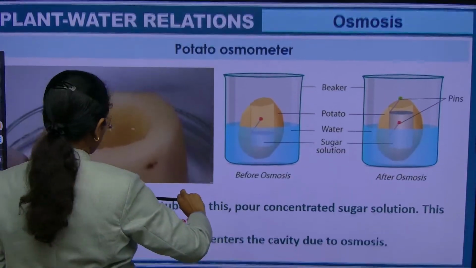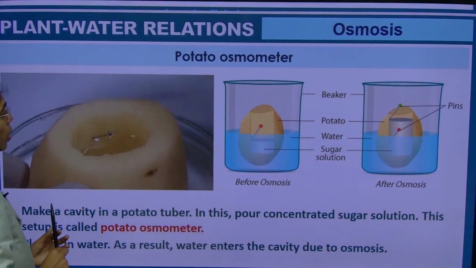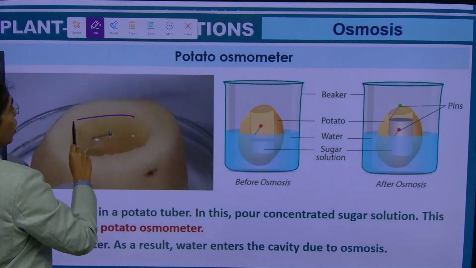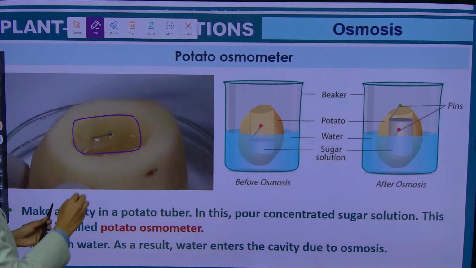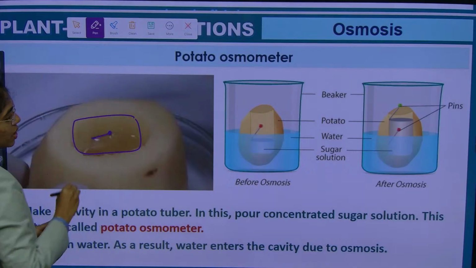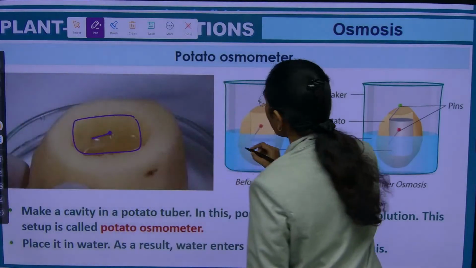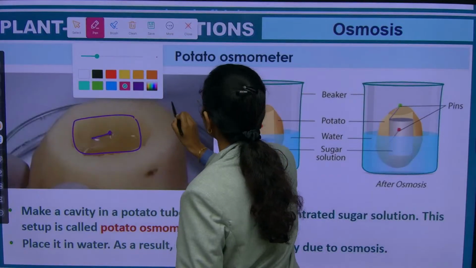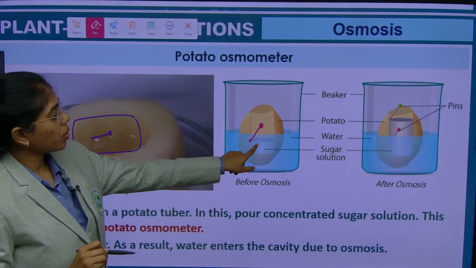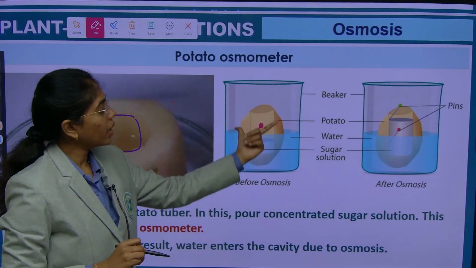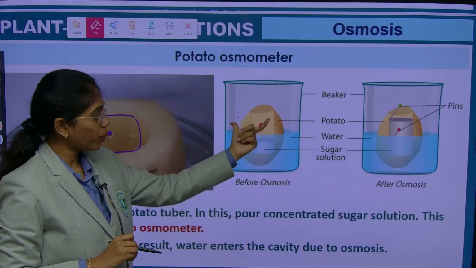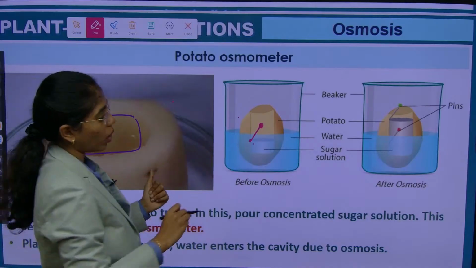Potato osmometer. This is one of the experiments that you have to know. Take a potato and make a cavity in it. Some sugar solution is added to the cavity and it is pinned at the level to which the solution is added. Inside the potato the sugar solution is present, and this potato is kept into a beaker containing water.